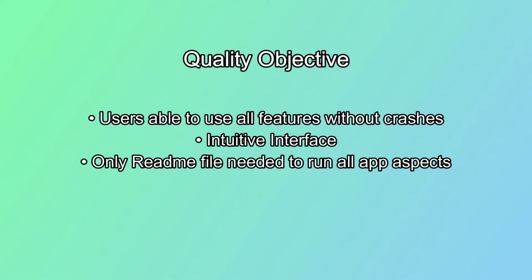Quality Assurance Plan. Our quality objective is that users will be able to visit every page and use any interaction element without the application crashing. Users are able to understand how to use the application once launched without the assistance of external resources. Users are able to set up and run the application with only the use of instructions inside of the README file.